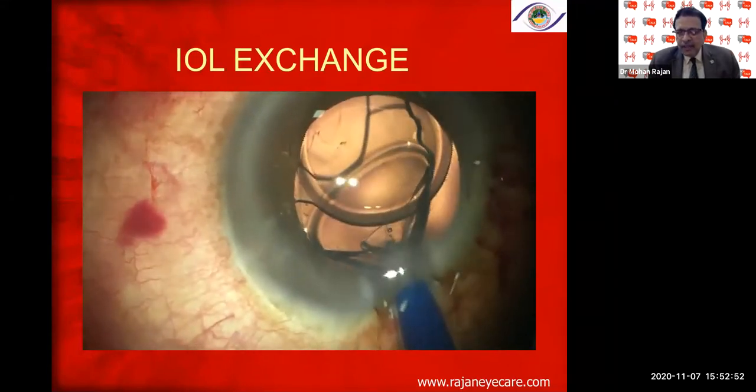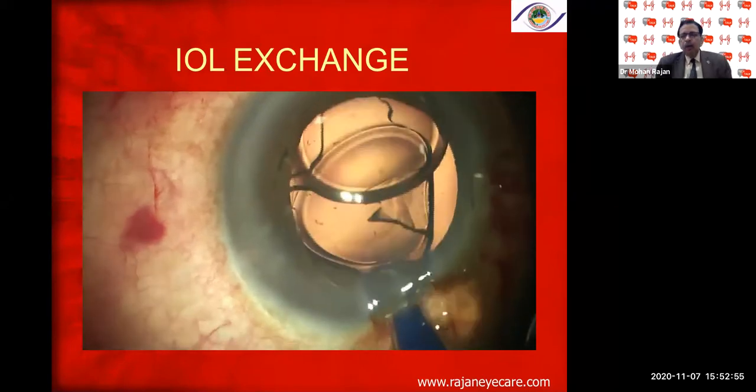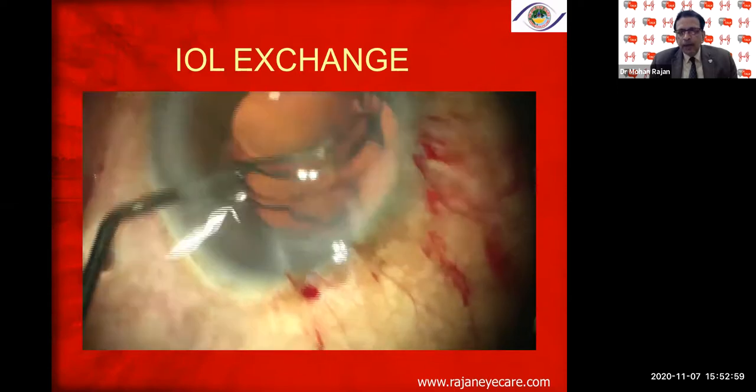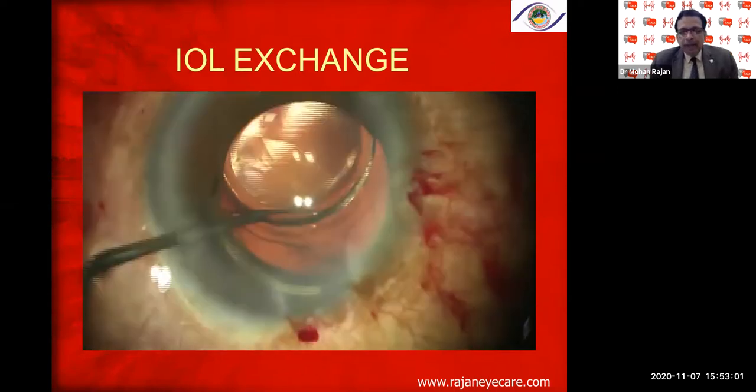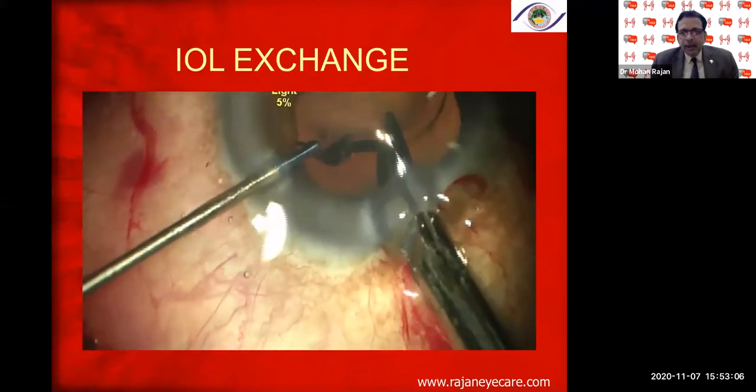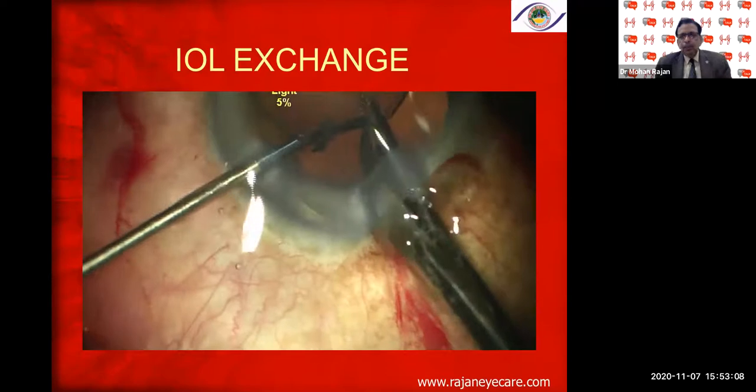I use the first lens as something like a scaffold, because while removing the first lens, I want to make sure that I don't rupture the posterior capsule, which will make life very, very difficult. The whole battle is lost. And then went ahead with this. So the second lens is put into the bag.